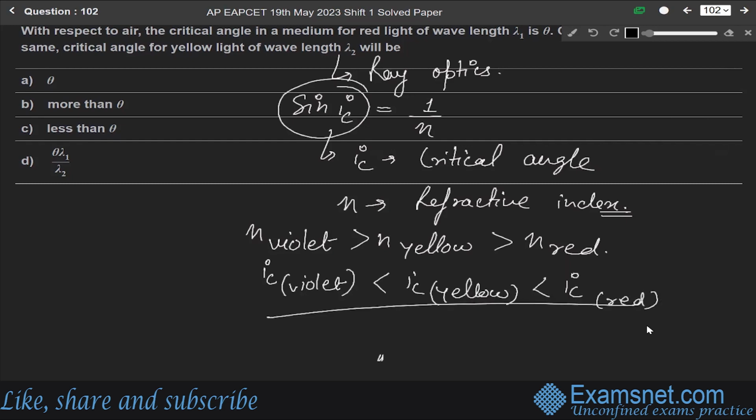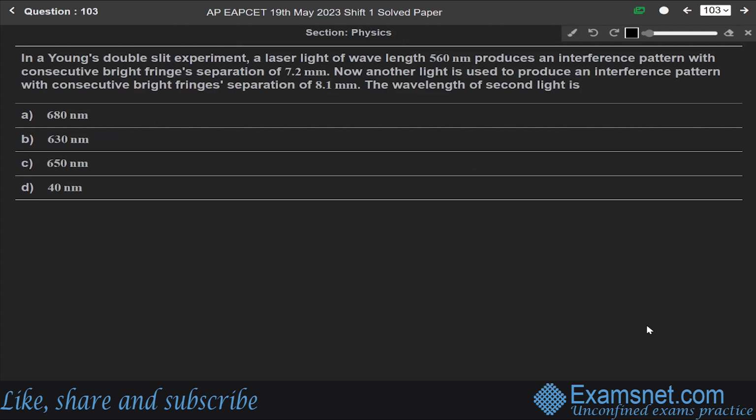So our correct answer is option C, less than theta. Okay. Now, next question, 103.